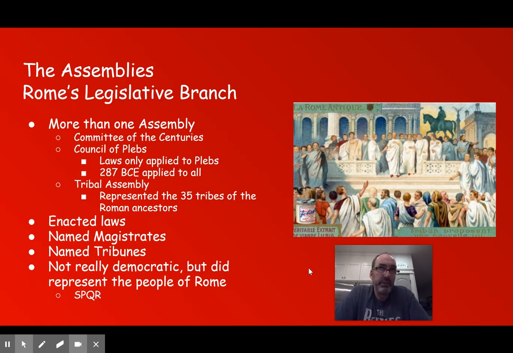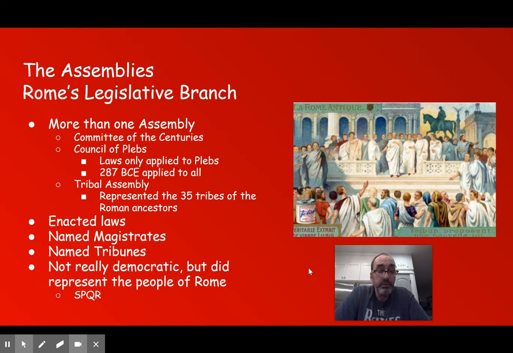Let's see, I don't even know what to call it. It's Roman society, and so they would vote as tribes. They were based on the ancestors of Rome. I'm not sure exactly which committee could pass the law or how those laws were enacted. But these are the assemblies, and they could enact laws, name magistrates or judges, and name tribunes.